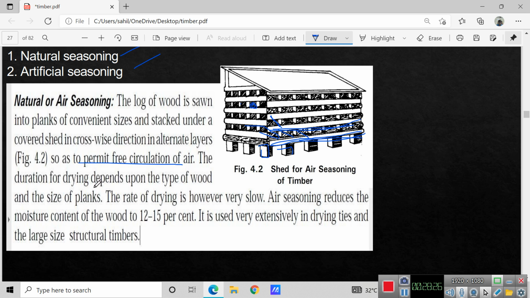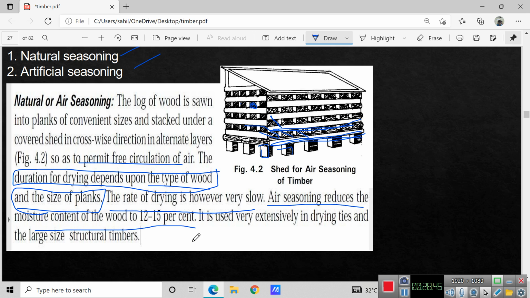The duration of drying mainly depends on the type of wood and the size of the planks. Greater the surface area, greater the drying rate. The rate of drying is, however, very slow. Air seasoning reduces the moisture content of the wood to 12 to 15%. It is used very extensively in drying ties and large size structural timbers.